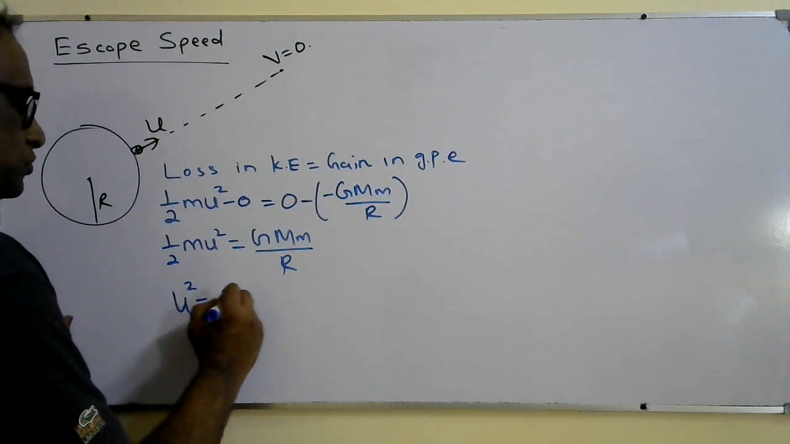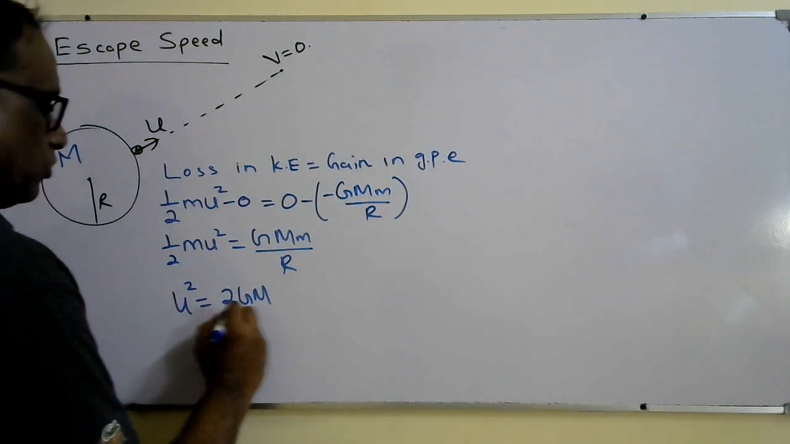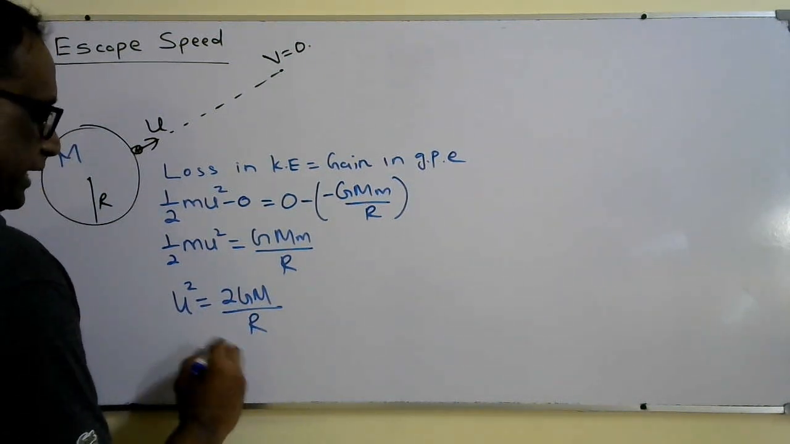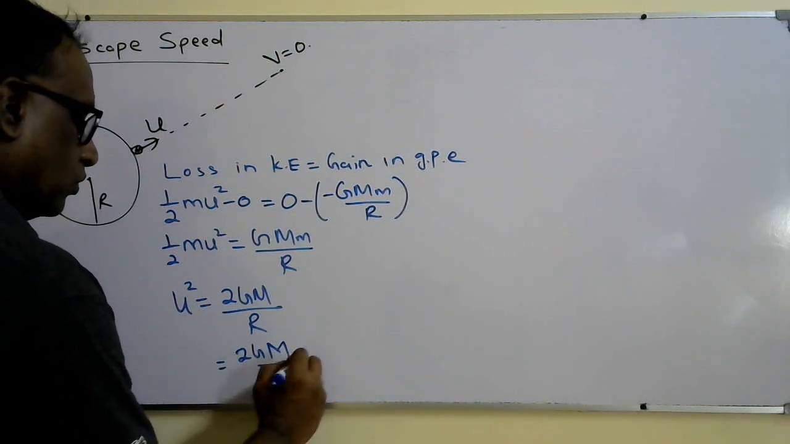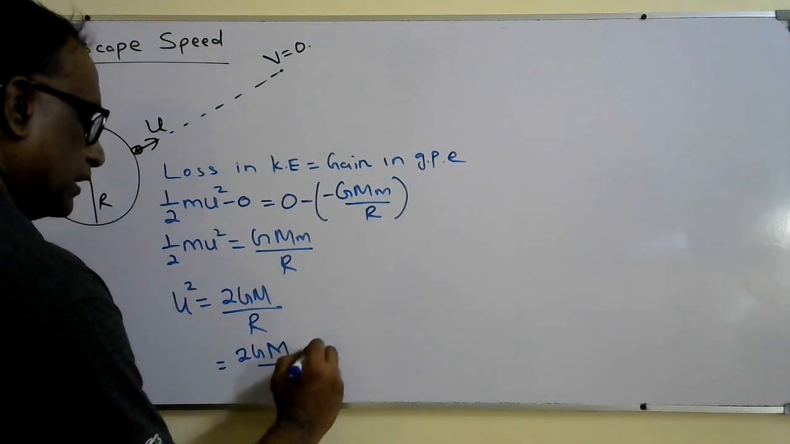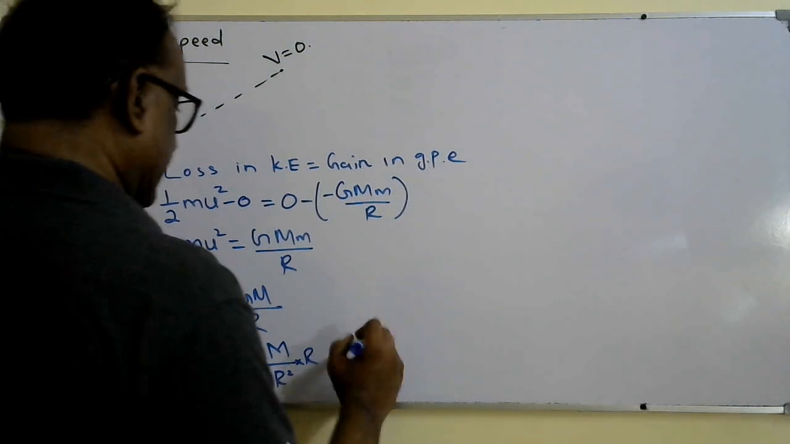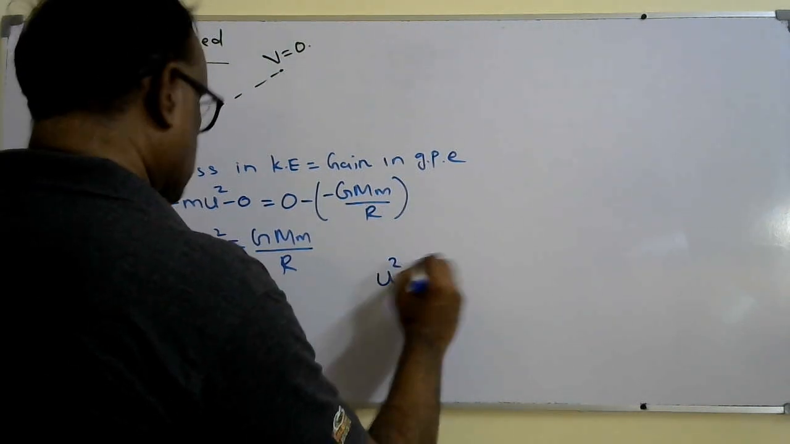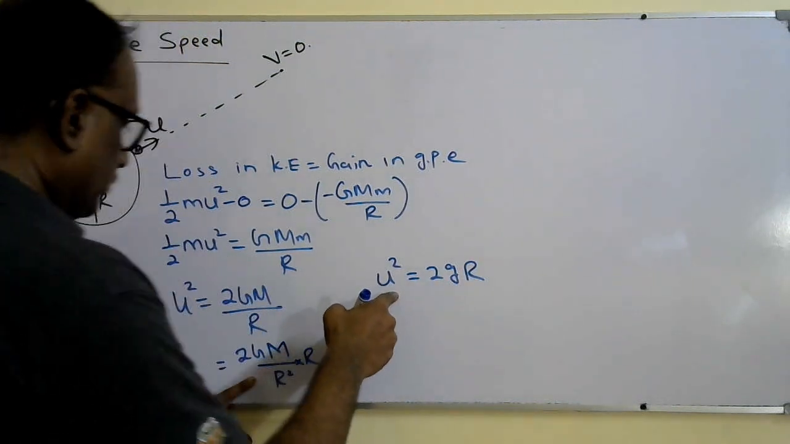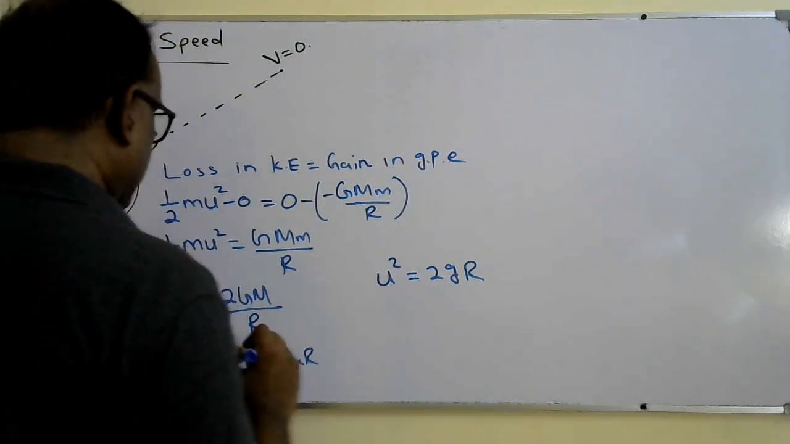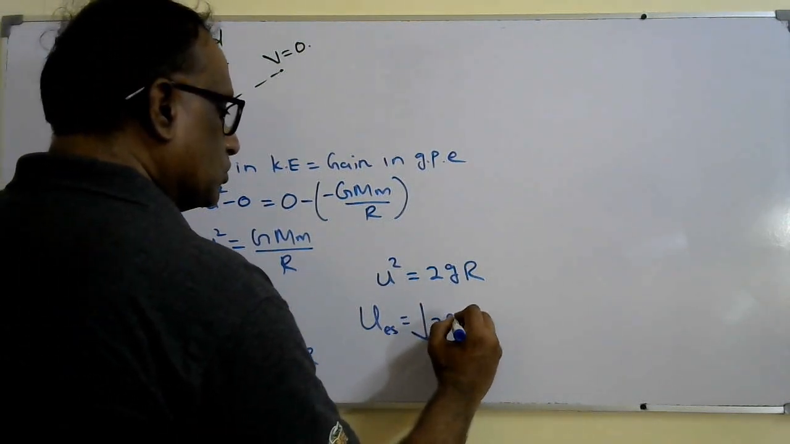We can write this as 2GM over r squared into r. R is the radius of the planet. GM over r squared is the gravitational field strength. So u squared is equal to 2gr. The minimum speed we found is the escape velocity. U escape is going to be the square root of 2gr. g is the gravitational field strength on the surface of the planet, and R is the radius of the planet.